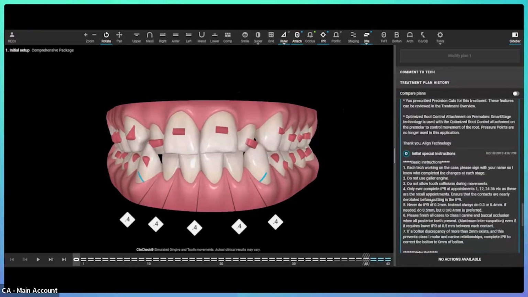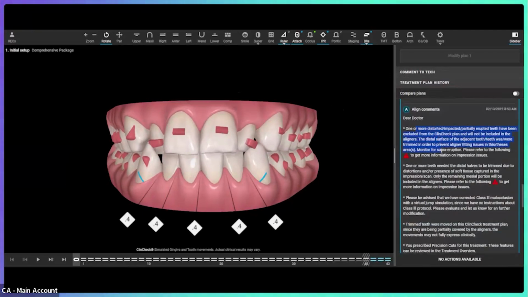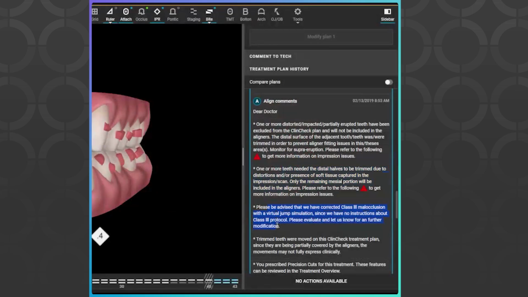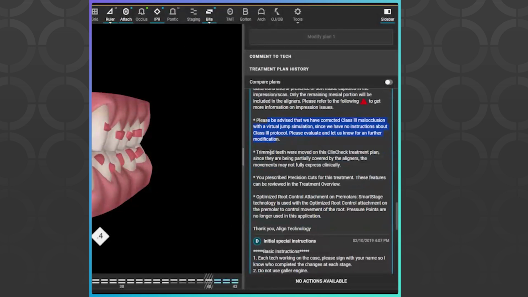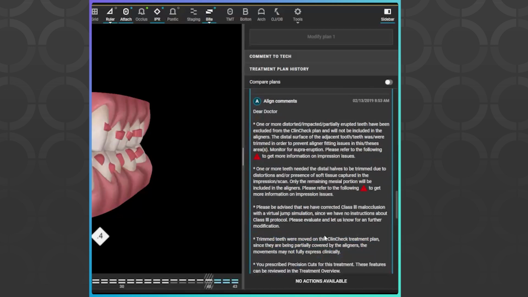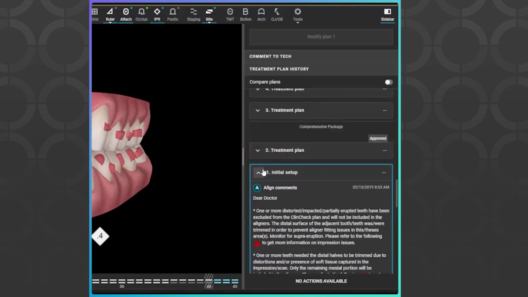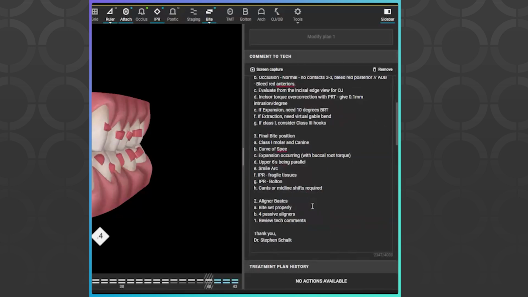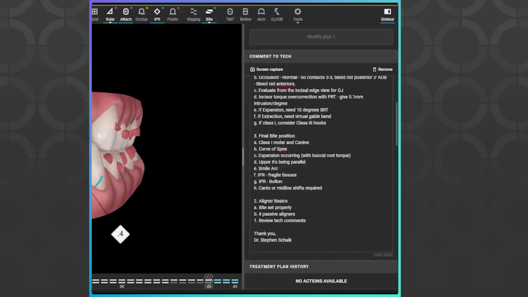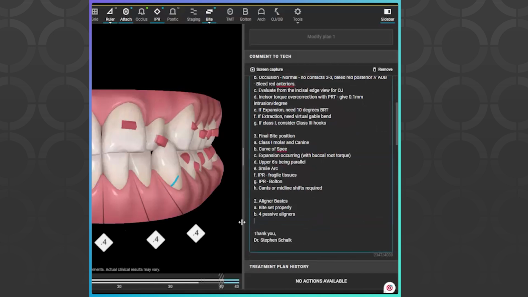Is there anything the technicians have told me that is going to change my treatment plan? They've told us that they trimmed the distal of some teeth, and that they have corrected the class 3 malocclusion with the bite jump simulation. That might be a little bit relevant. Trim teeth removed on this plan. There were precision cuts prescribed, and they had some optimized attachments for root control. Okay, so nothing of significant value there. What would stick out to me would be if they told me they were starting attachments halfway through treatment. That's something I don't want. But all in all, I'm happy with the tech comments.